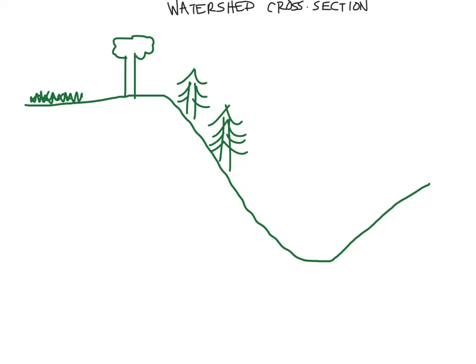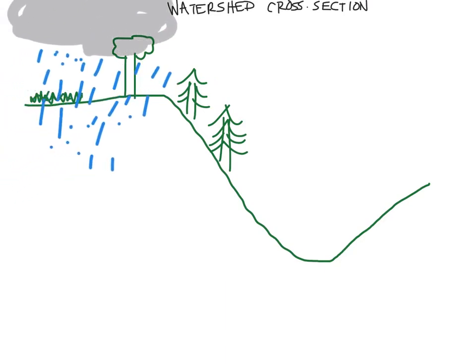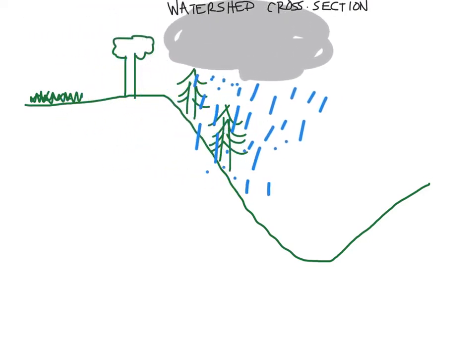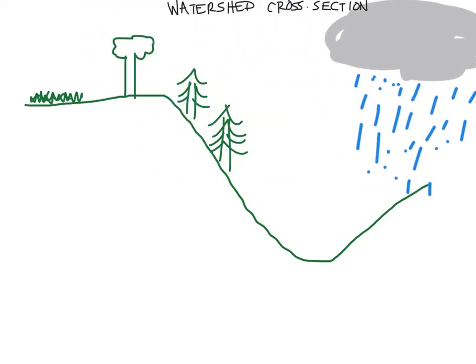Hello. So I'm presenting here for you as just a sort of review, recap as we move into a new unit talking about stream flow. I want to just talk about a cross section of a watershed and just remind ourselves what happens when a storm comes through. The storm comes through, drops rain on this watershed. What happens to that water?